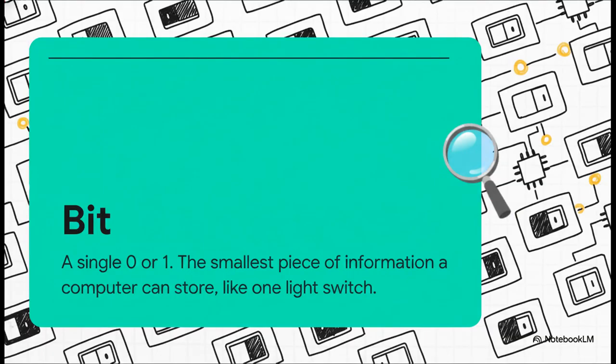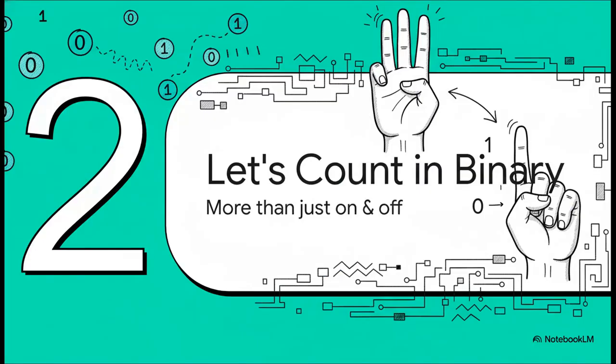Each one of these little switches, each single 0 or 1, is called a bit. It's the smallest possible piece of information a computer can handle. Now, of course, your computer doesn't have actual light switches inside. Instead, it has billions of microscopic electronic switches called transistors, but they all work on this exact same simple principle: on or off, 1 or 0. So a single bit by itself isn't all that useful. The real magic, though, happens when you start stringing them together.